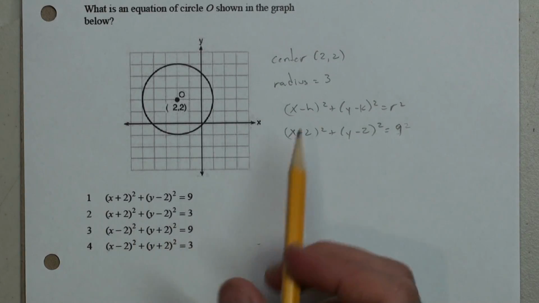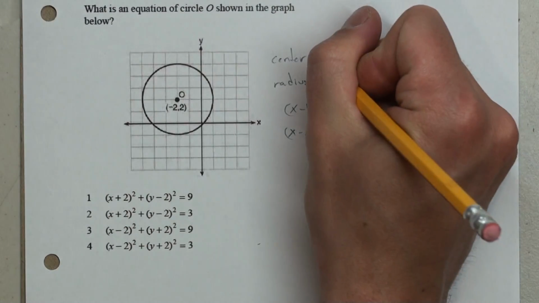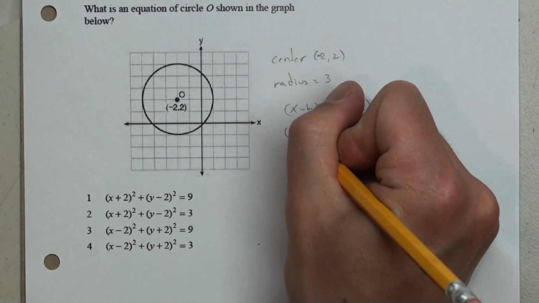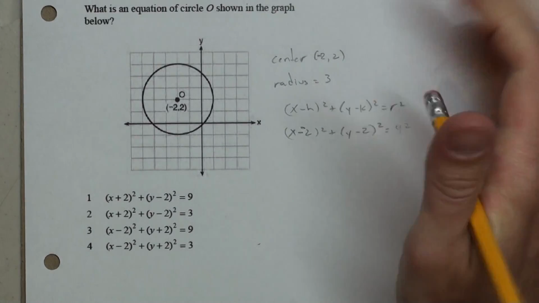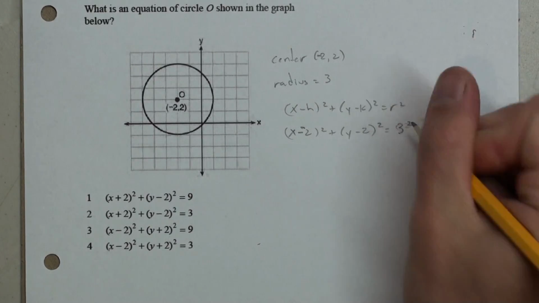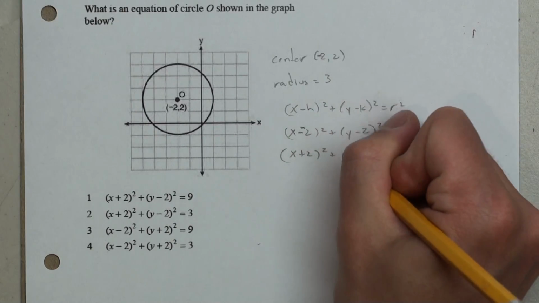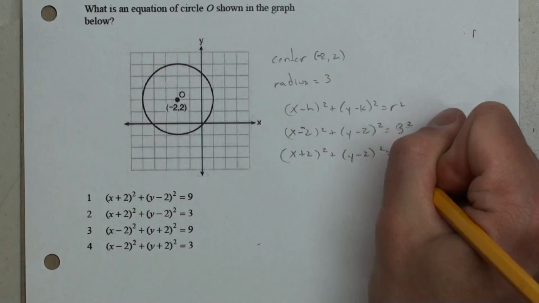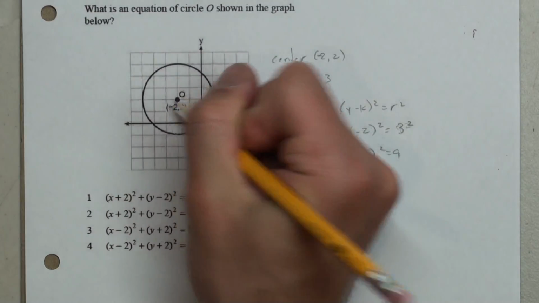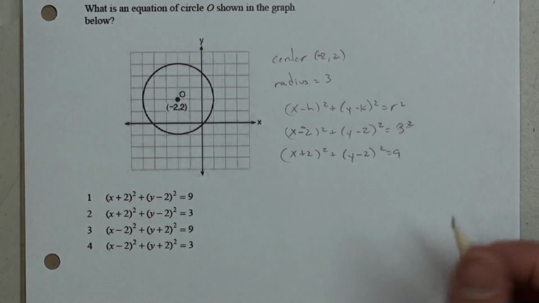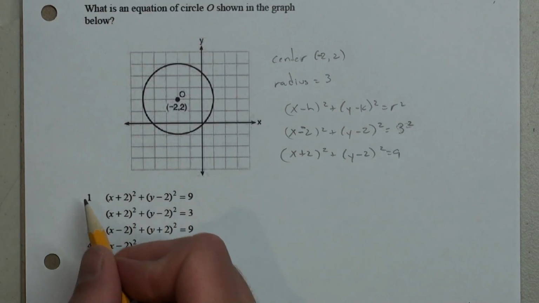Whoops, I must have made a mistake. Oh, that's a negative here, so that's minus negative 2. Let's keep that at 3 squared for now. So (x + 2)^2 + (y - 2)^2 = 9. There's a minus missing from that 2, so make sure you put that in front of that 2. So plus 2, minus 2, 9.